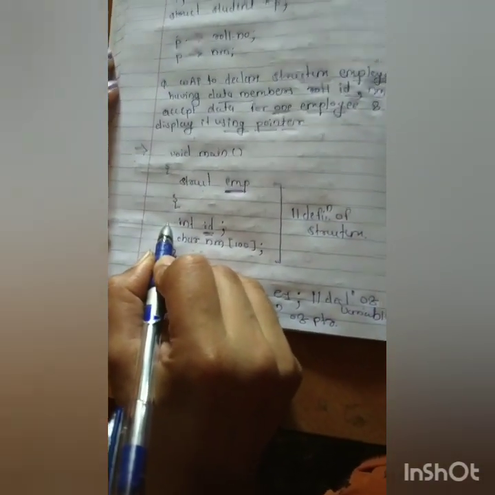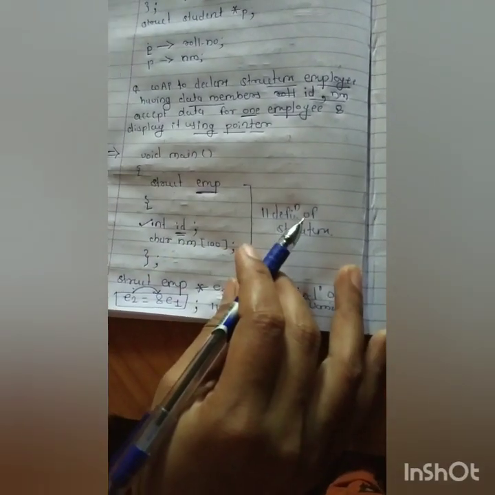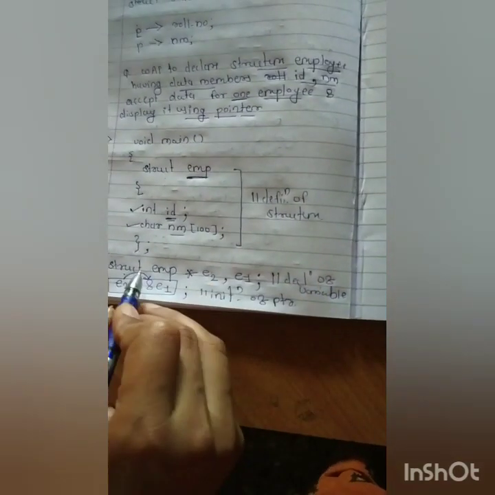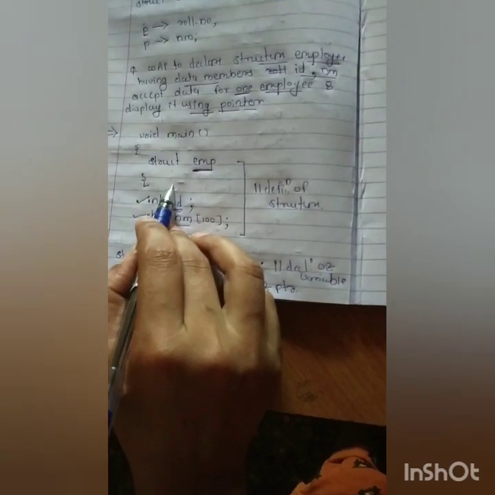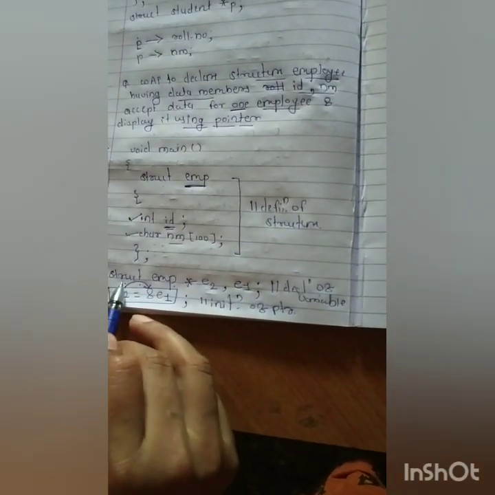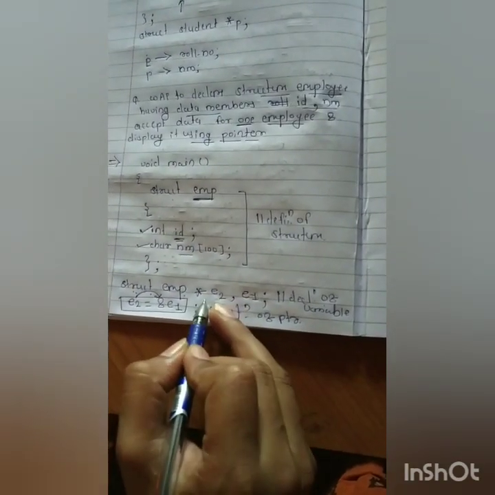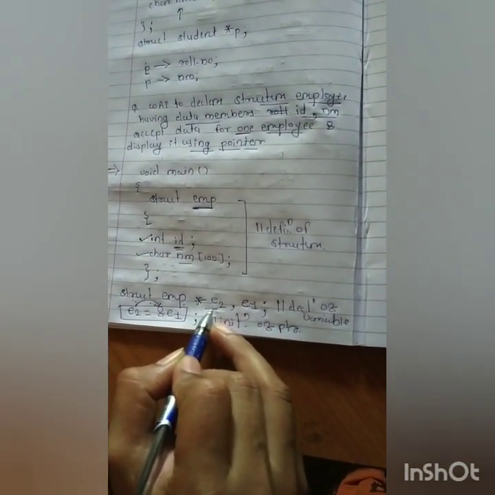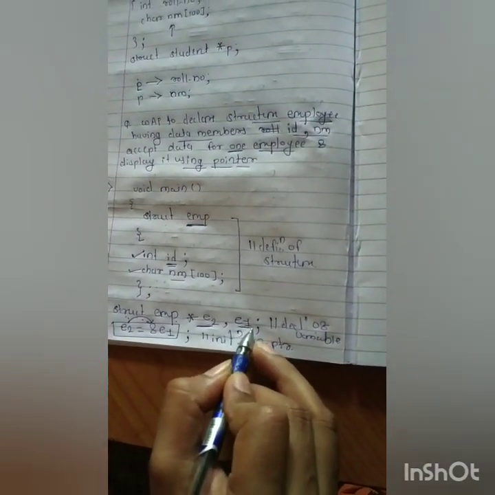First is an integer ID, the data type is integer, and ID is the data member. Second is the character name. After the definition of structure, we can define a structure in the main section, or also above main. After that we declare a variable struct employee. Struct employee is the structure name, also called a tag name, and we declare one pointer variable. After that we declare one simple variable.